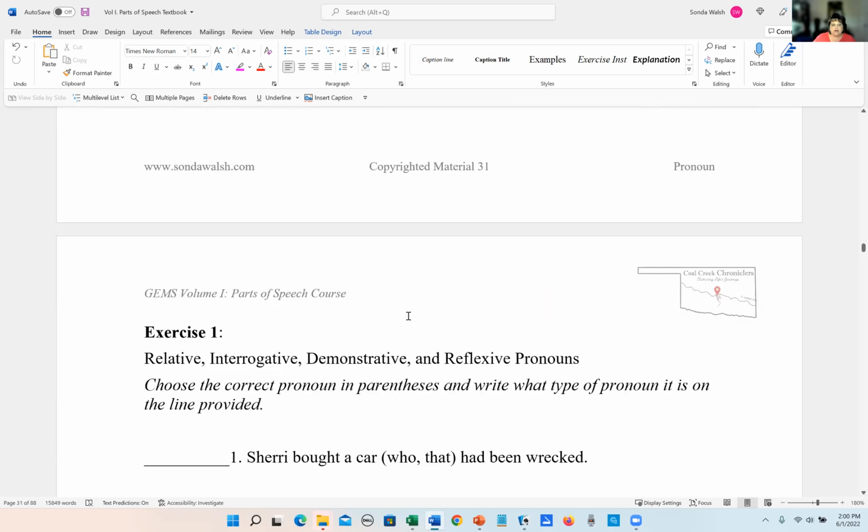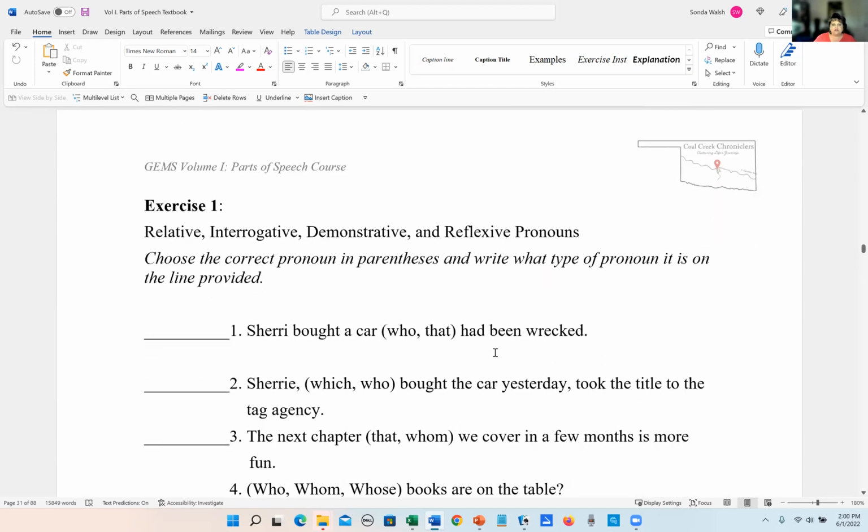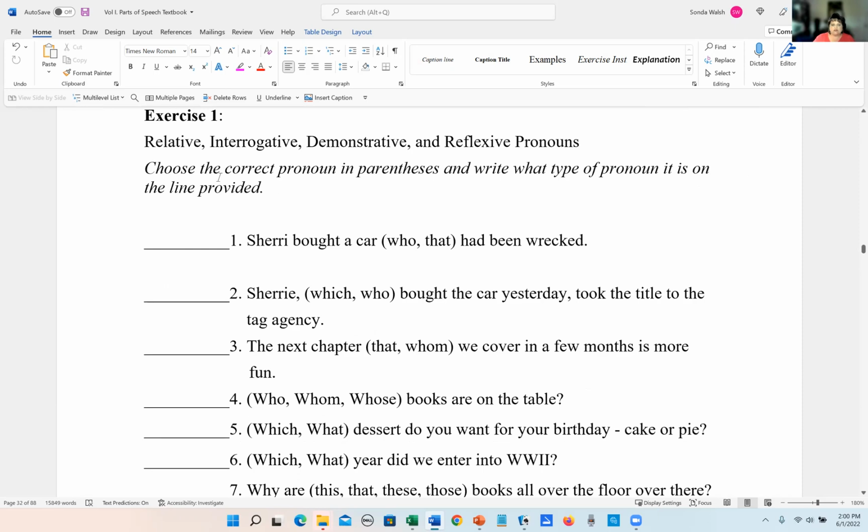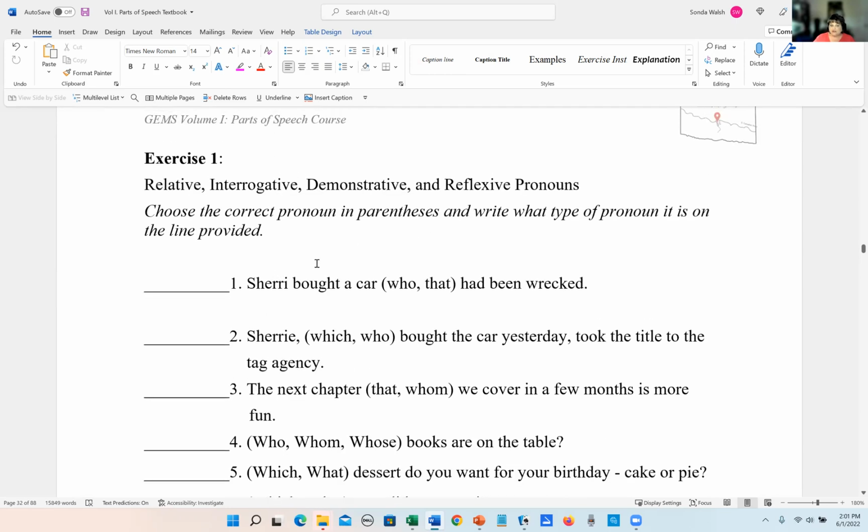Okay, let's go. I want you to go to this exercise and choose the correct pronoun in the parentheses and write what type it is. So we'll do number one together so you understand. Sherry bought a car, who that had been wrecked. So first of all, you have to determine what is the antecedent. If it's Sherry, it would be who. But Sherry had not been wrecked. It's the car. So the car is the antecedent. So therefore, you would use the word that. Okay? All right, you guys work on that and I'll come back and see you in a little while.